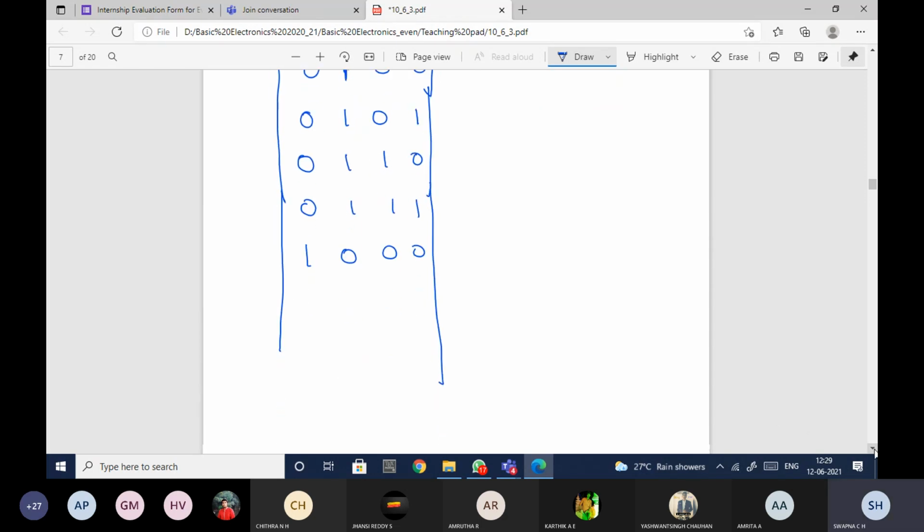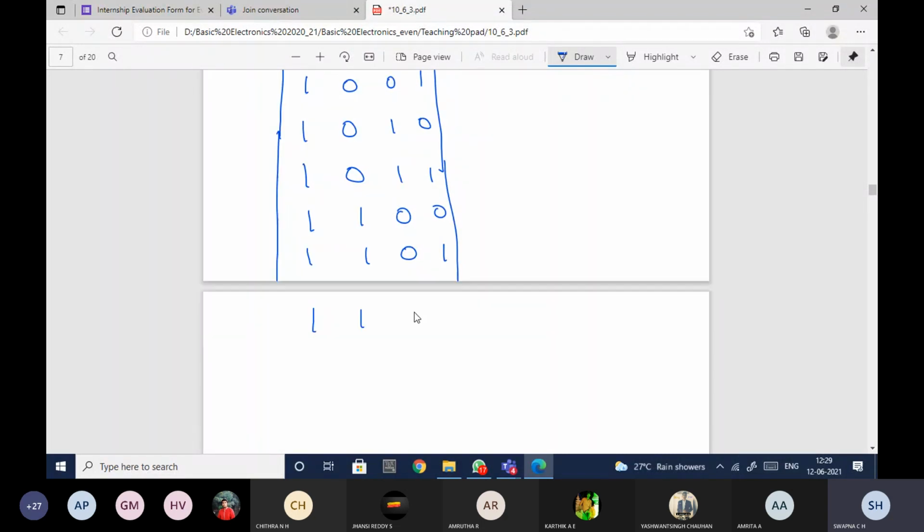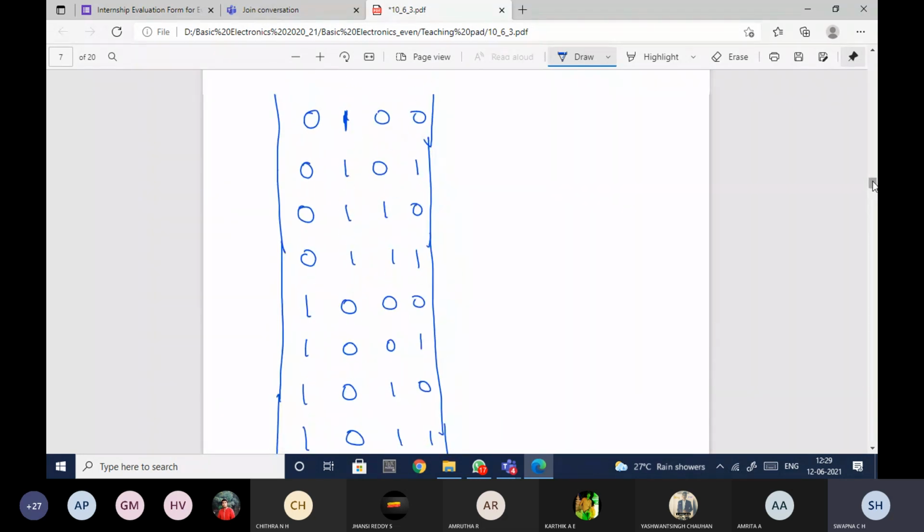Next is 1 0 0 1. Next is 1 0 1 0. Next is 1 0 1 1. Next is 1 1 0 0. Next is 1 1 0 1. After this, the next state is 1 1 1 0. After this, the last state is 1 1 1 1. After this state, what has to happen? It has to go back to 0 0 0 0. Any doubts in this representation? Please let me know.